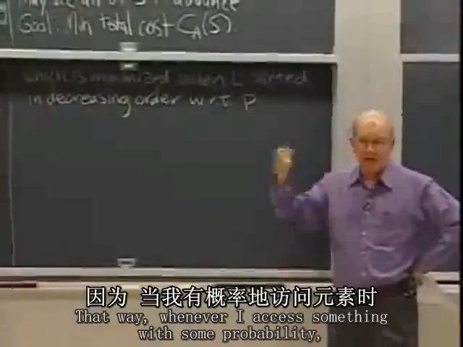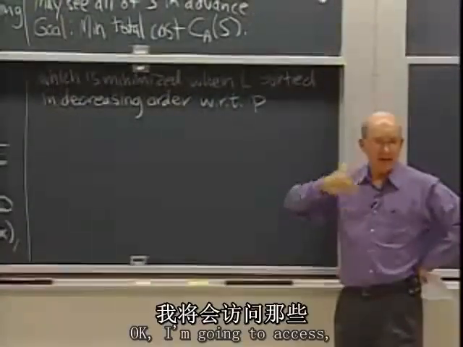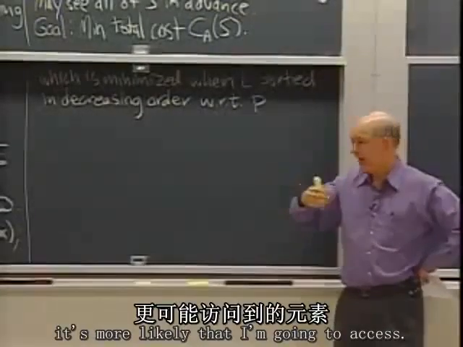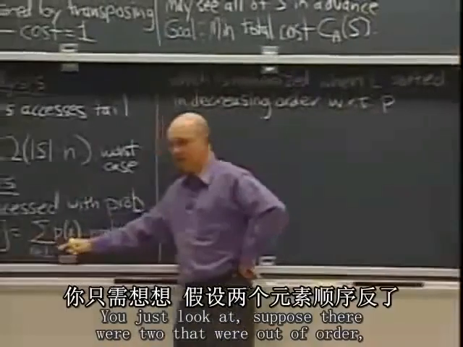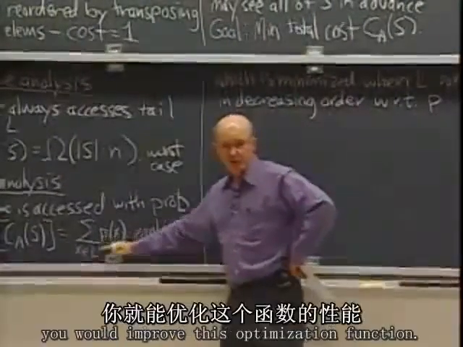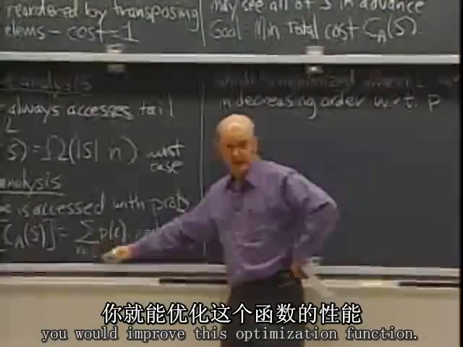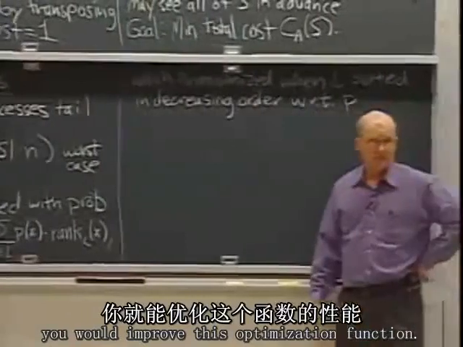That way, whenever I access something, it's more likely to be one I access with higher probability. And that's not too difficult to actually prove. You just look at, suppose there were two that are out of order, and show that if you swap them, you would improve this optimization function.